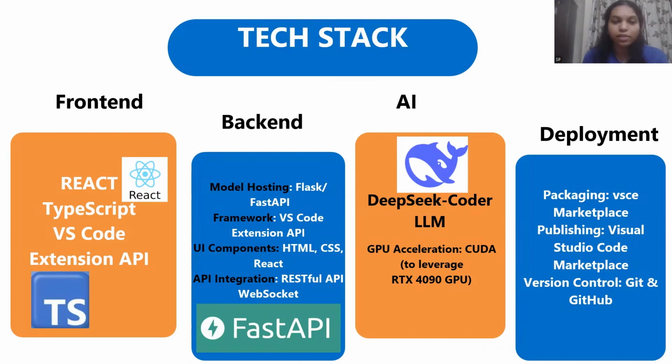There were many reasons for choosing this model, but one of the main reasons is that it is repository level pre-trained. That is, it would be helpful for project level work because in projects the code is distributed in many files and folders. Hence, knowing the context of the code is really important. So we have chosen this DeepSeek coder, and for deployment, we are planning to publish it in the VS Code marketplace, and the version control is Git and GitHub.